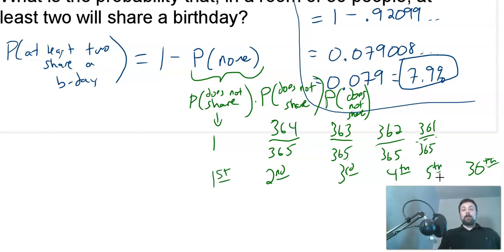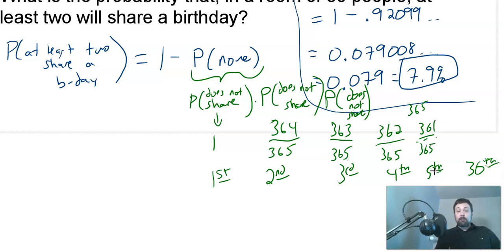So the math here is that if you think about it, there's 365 days altogether. The fifth person has 361 days remaining that they could be born on that would not be the same as one of the days that have already been recorded.